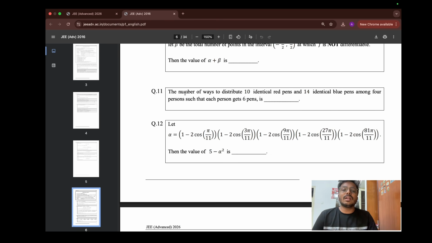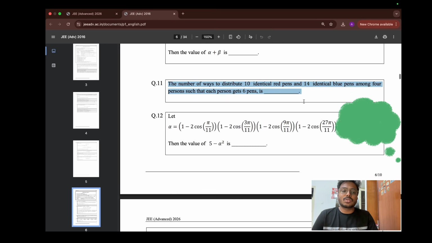Next, this is a pretty straightforward question from permutations and combinations, and you can get it in most of your reference books and even in the coaching material. This is like a 7 or 8. Let's go with 8. We'll give it a score of 8.